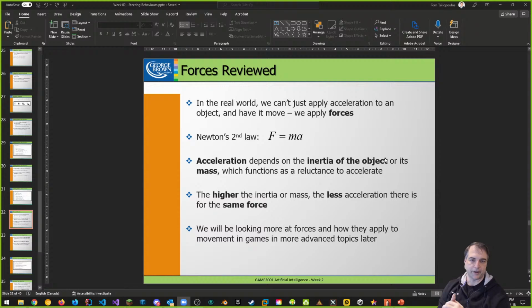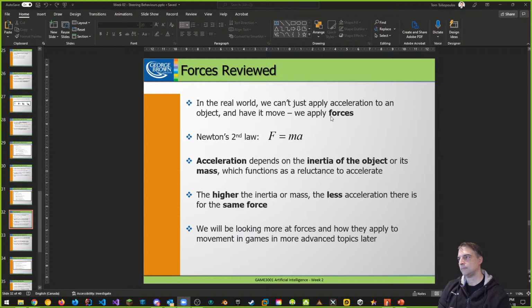So really, acceleration depends on the inertia or mass of an object. The more massive an object is, the more inertia it has, and the more energy, if you will, it takes to move it. So if an object's at rest, like Newton's first law, and I want to push it, it's going to take a lot more energy if it's really, really heavy compared to if it's super light. Okay, that's what that really means. So that's what forces are all about.